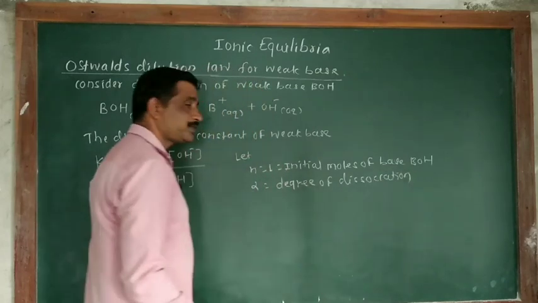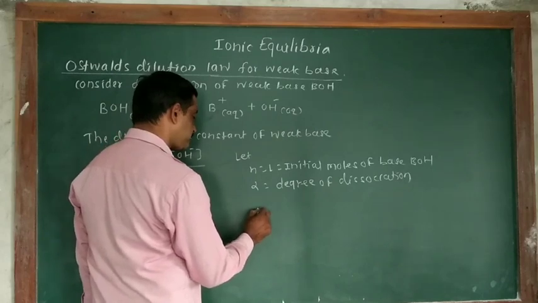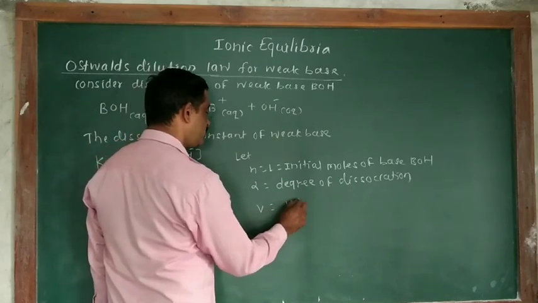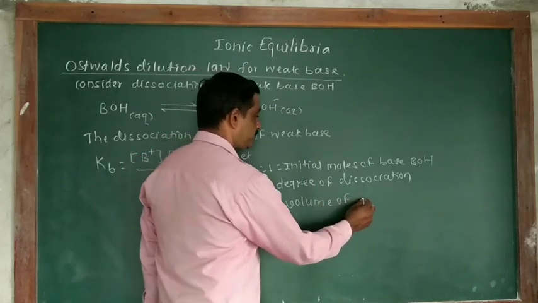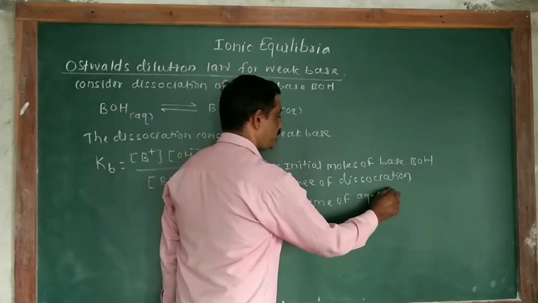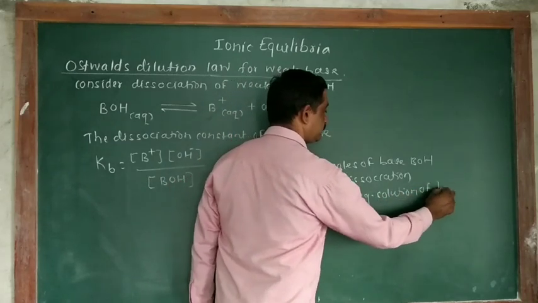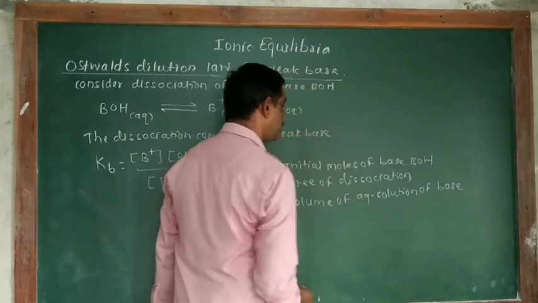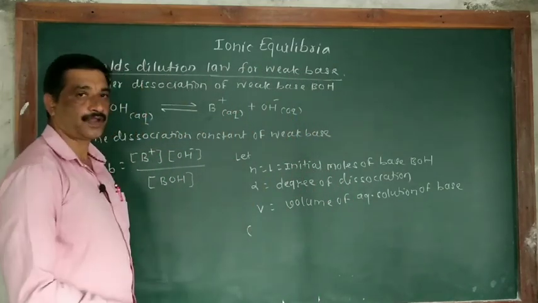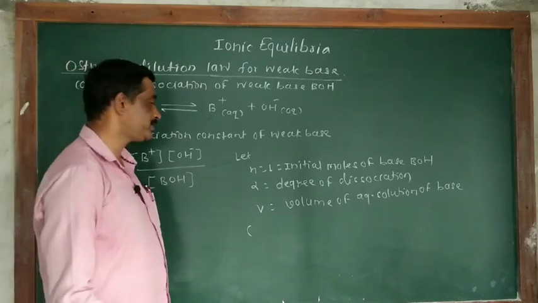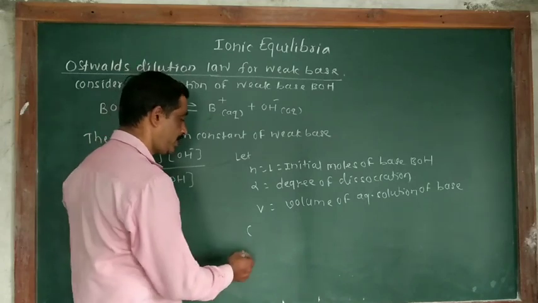Alpha is the degree of dissociation of this weak base. V is equal to the volume of the aqueous solution of this base. Here, consider n equal to 1 as the initial moles of this base BOH. Alpha undergoes dissociation at the time of chemical equilibrium.